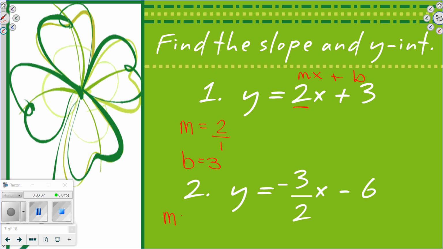What about number 2? Where's the slope of that one? Negative 3 over 2. It's always the number with x. Where's my b? Negative 6. Yeah, we don't want to lose that sign in front.